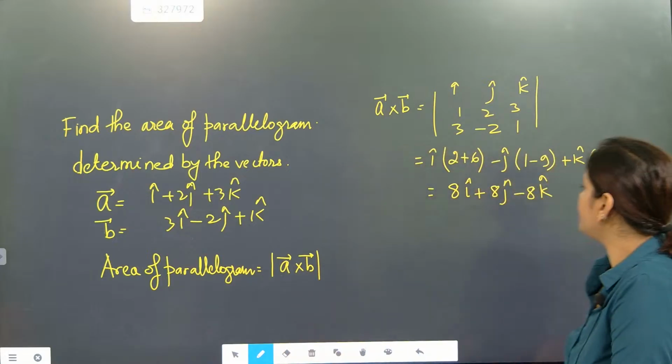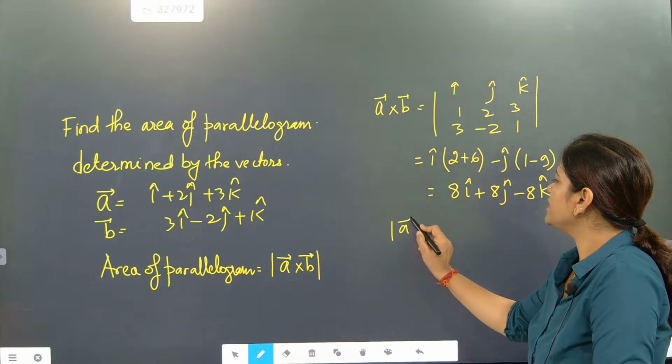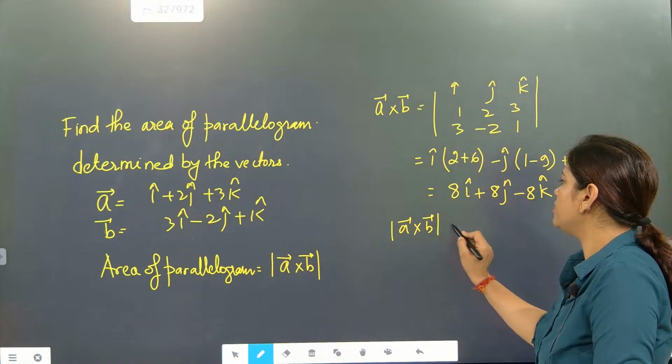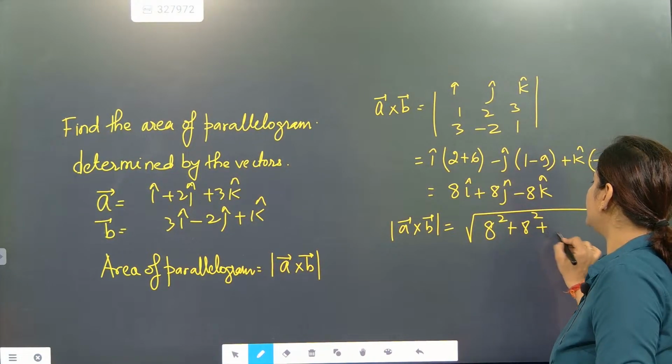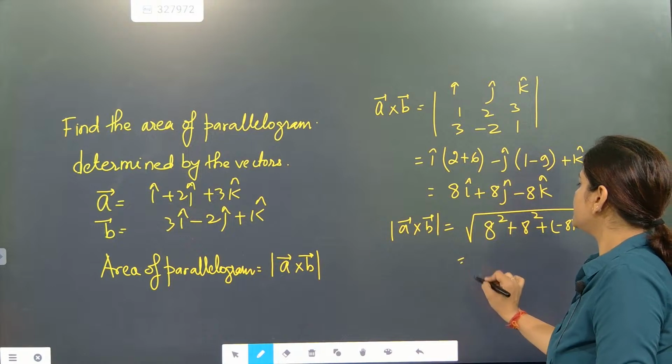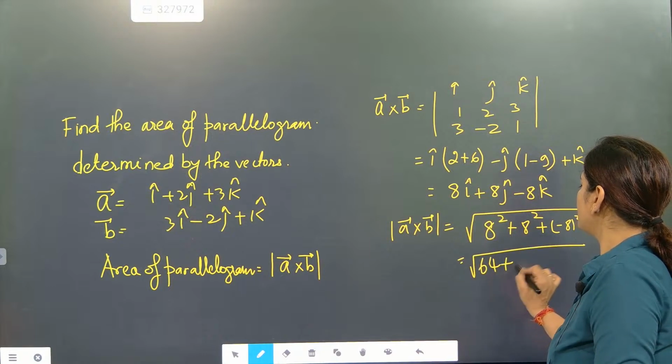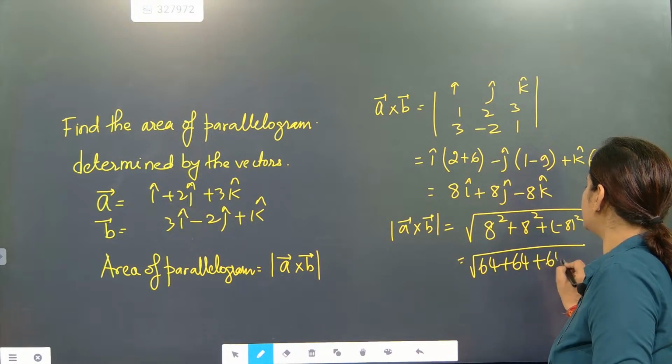Now what next we have to do? We have to find the magnitude of it to get the area of the parallelogram. So root under 8 square plus 8 square plus minus 8 square. So it is coming as 64 plus 64 plus 64.